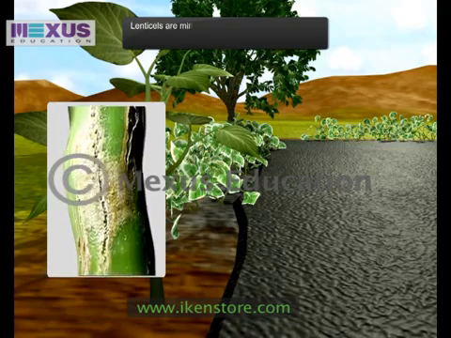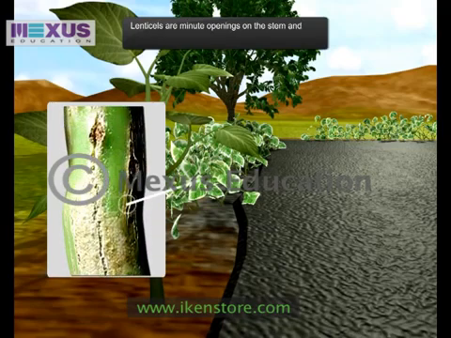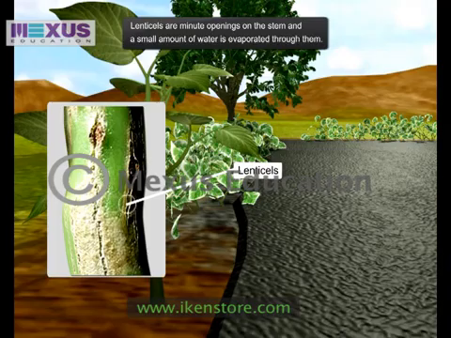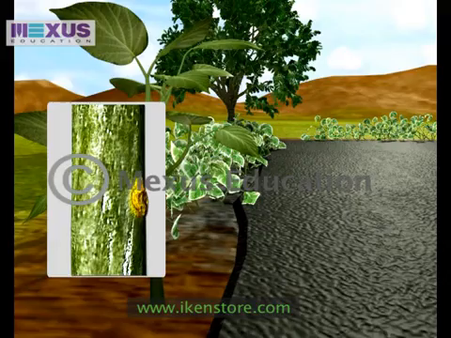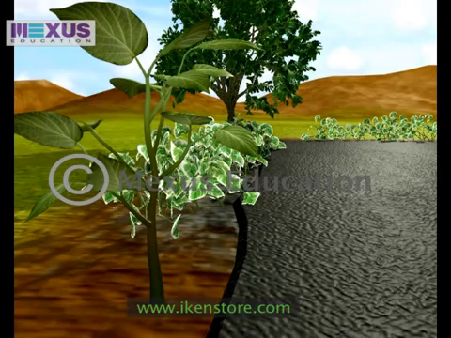Lenticels are minute openings on the stem, and a small amount of water is evaporated through them. This is called lenticular transpiration. Lenticels are less in number as compared to the stomata.